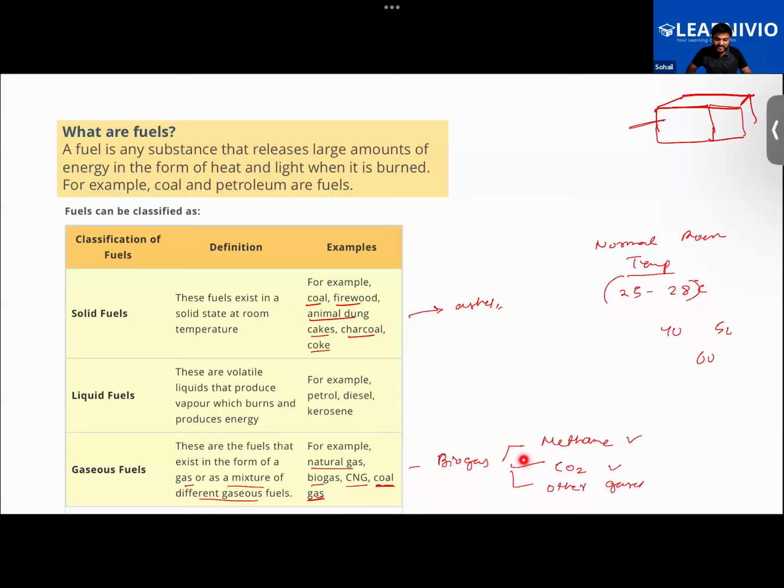So that biogas, which is produced due to the decomposition of the biodegradable waste, will be releasing methane, carbon dioxide, and some other gases also. If there's a doubt in it, please do let me know.